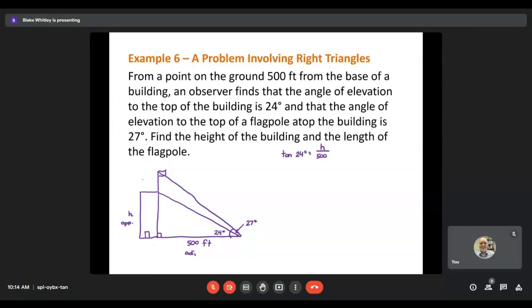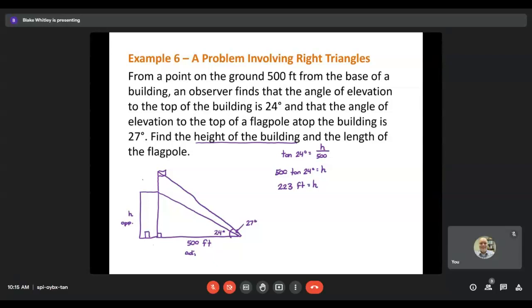Again, to get h by itself, I'm going to multiply both sides by 500. And 24 is not a special angle, so we do need to go to our calculator. And if we do that, that should give us about 223 feet. All right, so we've answered the first part. We found the height of the building.